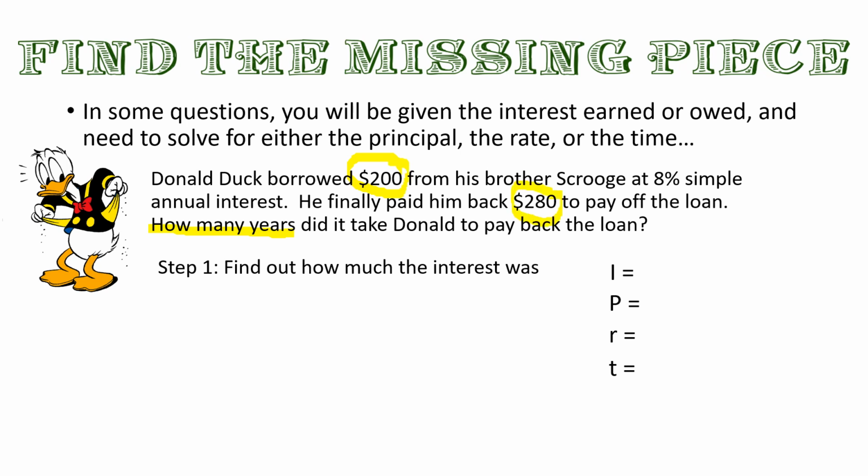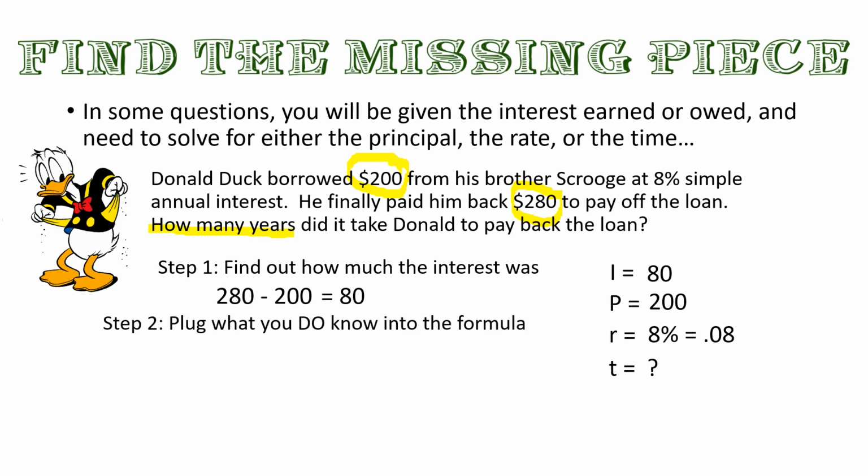So how much did he have to pay back on top of his initial $200? Well, all you need to do to solve that is subtract. 280 minus 200 is going to let you know that he paid $80 interest. So that's what I'm going to put over here for the I. The I equals 80. The principal, that's how much he initially borrowed, is 200. The rate that Scrooge offered him was 8%, and remember, we have to turn that into a decimal of 0.08. The time is what we don't know.